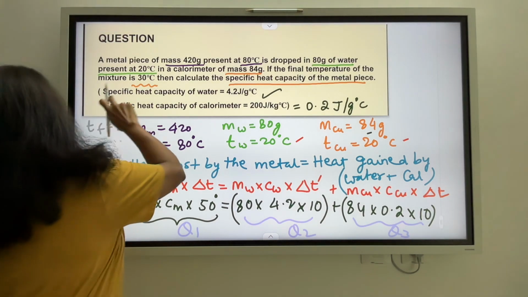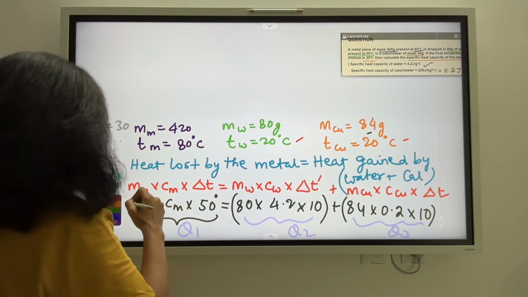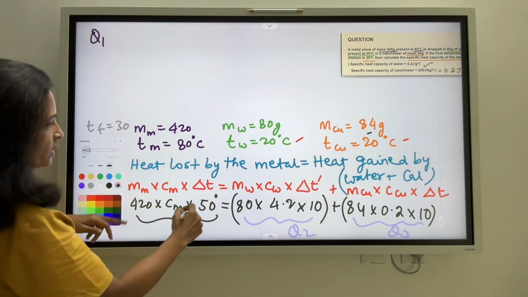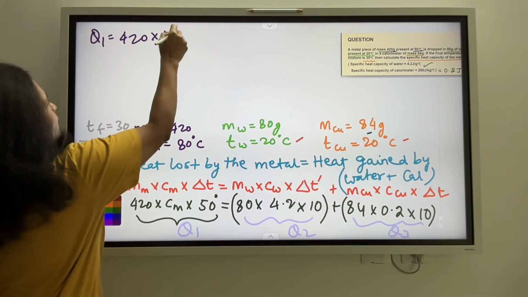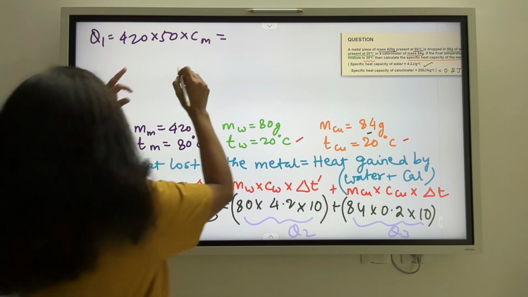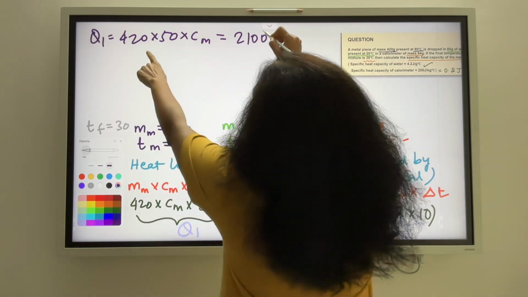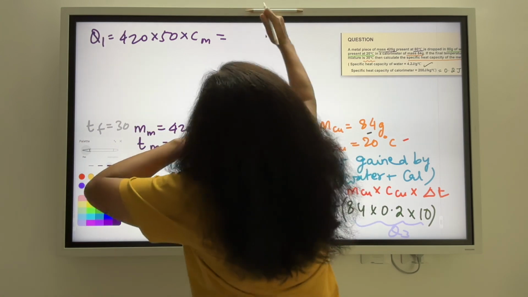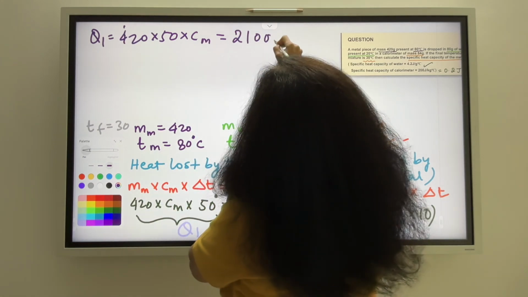All right, so I would need some space. How much will the value of Q1 be? What is Q1? Q1 is this part, that means the metal losing heat. So 420 into 50 into cm. All right, what's the value? 5 2s are 10, 0, 1; 5 2s are 20 and 1, 21. How many zeros do we have? One minute. Okay, sorry. 5 2s are 10, 0, 1; 5 4s are 20 and 1, 21, and I have 2 more zeros. So many joules.